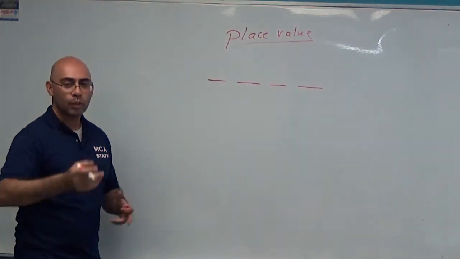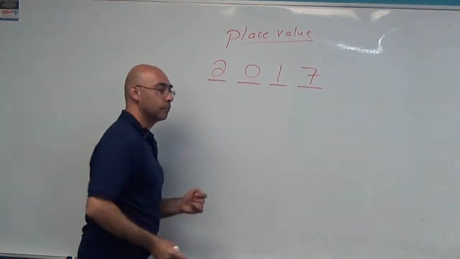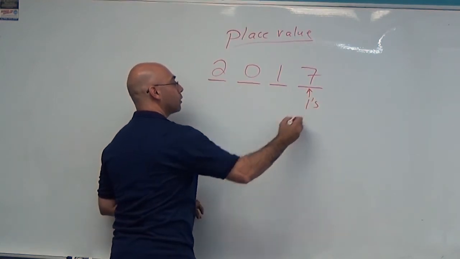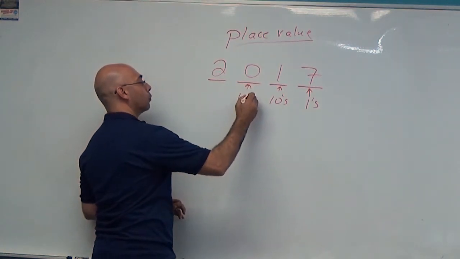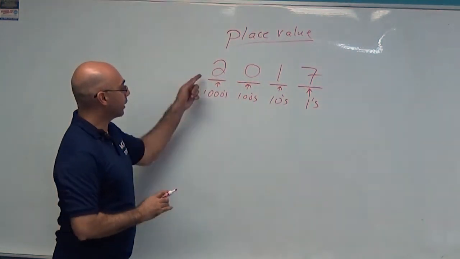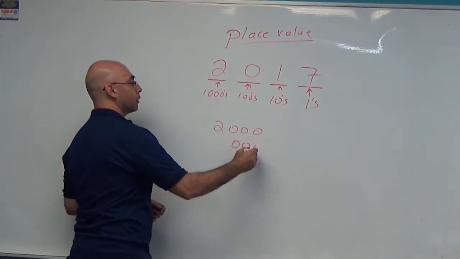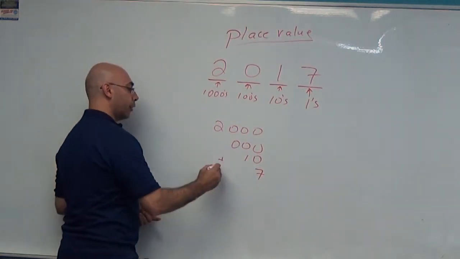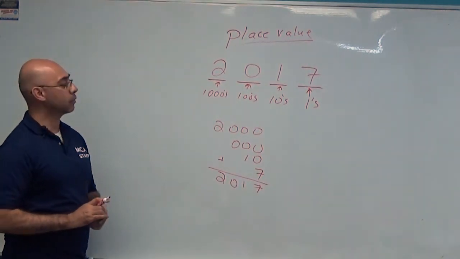Like with the 8th graders, when you go over the year, say the year is 2017. If I look at this, this just means that's what we call the ones place. We call that the tens place. We call that the 100s place. And we call that the thousands place. So it's like saying you have 2,000, 0 100s, 1 ten, and 7 ones. And when you add them all together, you get 2017. So those are all place values.